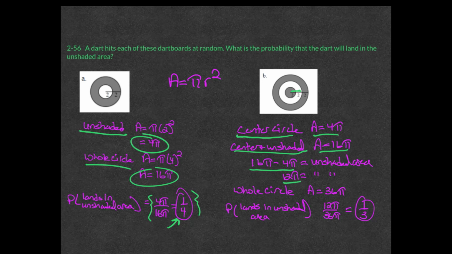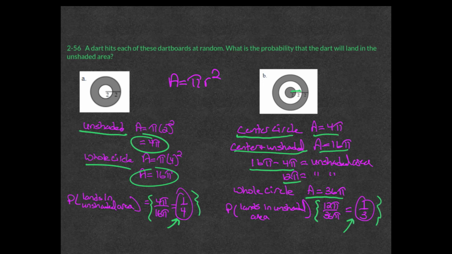Then I've got the whole circle, and when I take the whole circle, the radius is 6, so the whole circle's area is going to be 36 pi. Then the probability it lands in the unshaded area is 12 pi over 36 pi, which just equals 1/3. So that's the answer for part B.